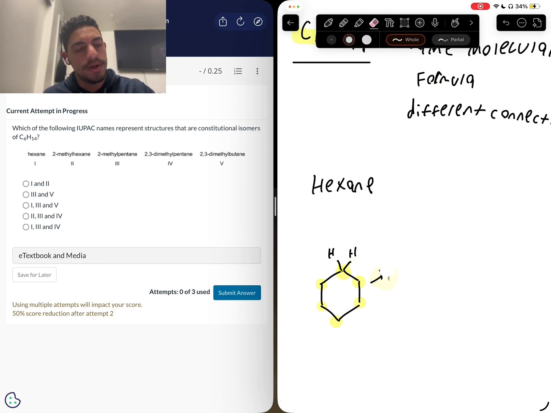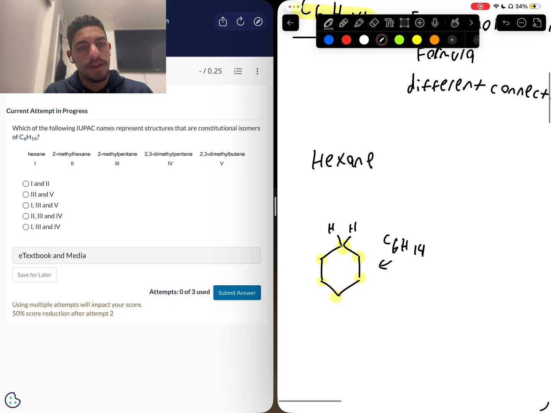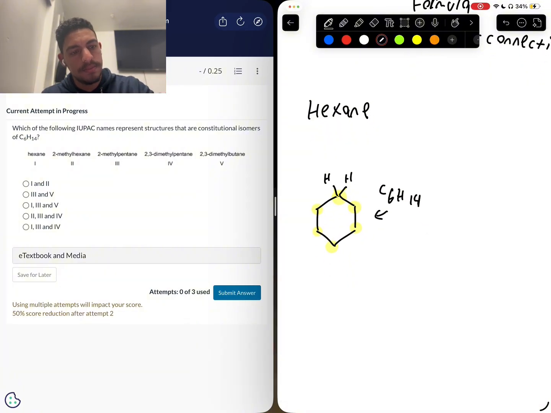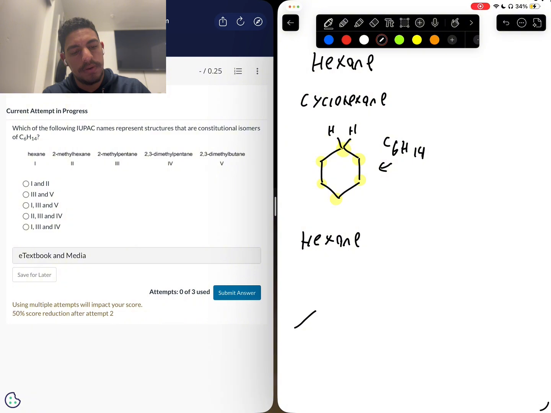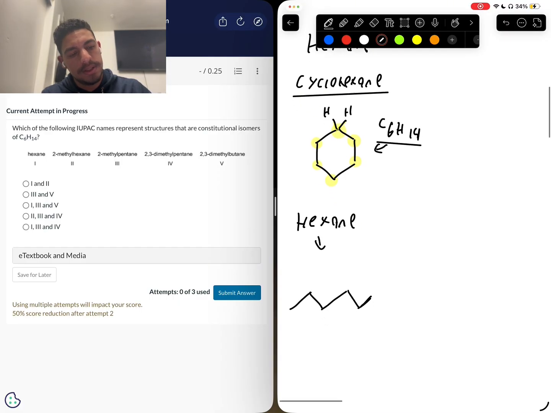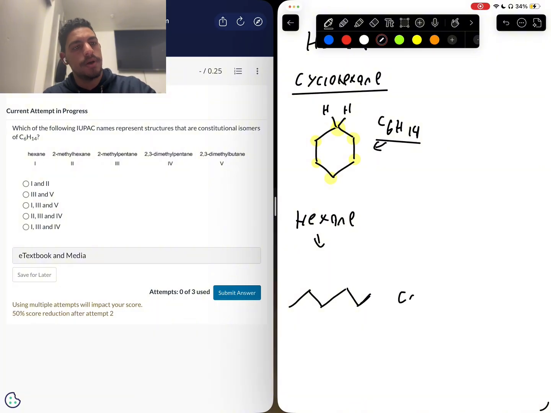So this would be one constitutional isomer, C6H14. This is a ring form, so this would be a cyclohexane, okay? The problem over here is saying normal hexane, right? I just wanted to show you that there's cyclohexane and there's hexane. Okay, let's show you what hexane looks like. This is hexane. This is cyclohexane. This has a formula of C6H14. This has C6H14. Why is that the case?